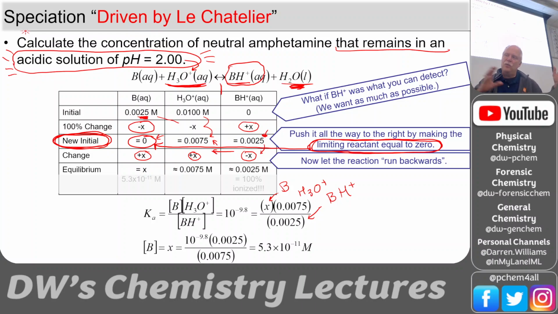Okay, so this is a way we use Le Chatelier's principle to force all of that B to be BH plus. And if we can detect BH plus, we've now been able to detect the full concentration of our base, not just 5% of it or 56% of it or 0.56%. We're getting all of it. So it's 100% ionized, and we can detect it easily.